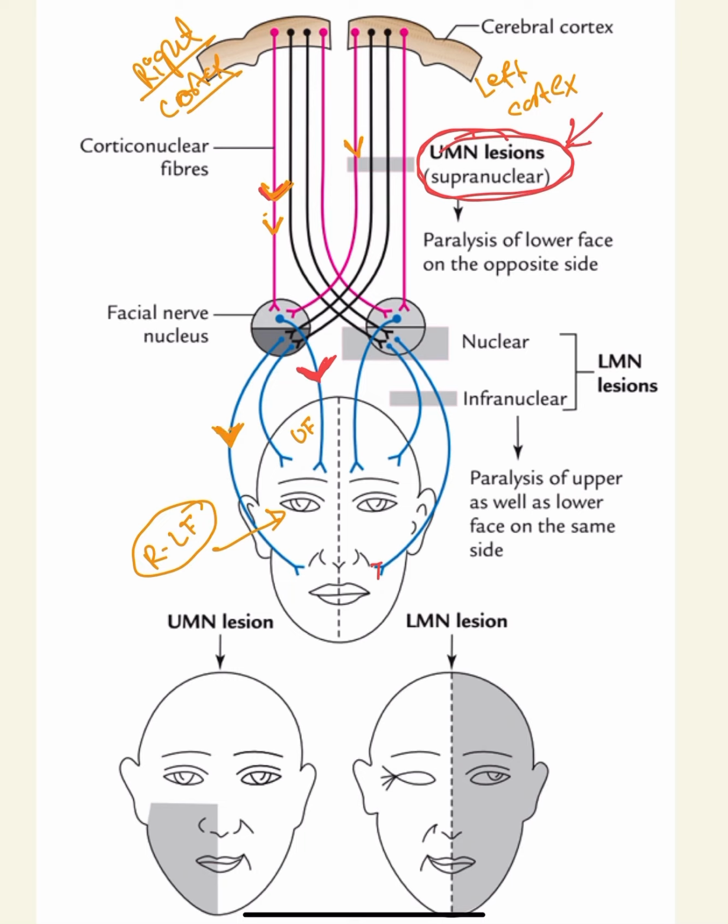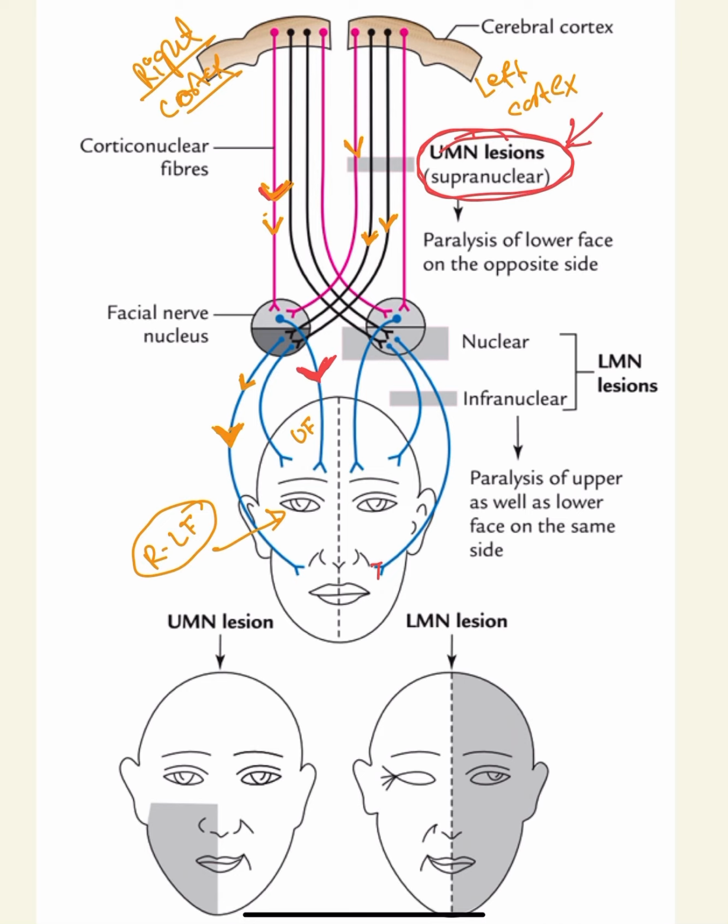Now these blue nerve fibers get supply only from these black colored nerve fibers, and these black colored nerve fibers are only from the left cortex. They are not from the right cortex. So what we can conclude is that in case of an upper motor neuron lesion, the function of the upper part of the face is preserved because there is nerve supply from the contralateral side also, right? But the lower part of the face function is not preserved in case of an upper motor neuron lesion because it gets nerve supply from only one side.